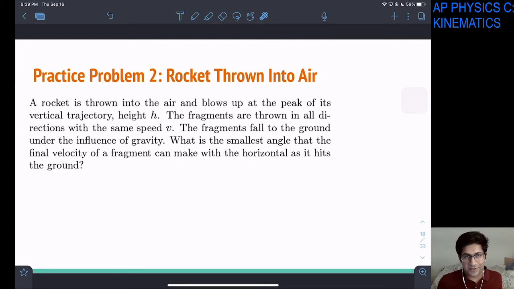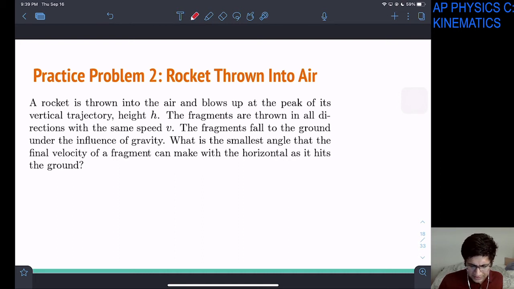Now this question is also a challenge question. On the actual AP test, you might have a question like this that's broken up into parts where they walk you through solving it. But we're going to try to basically derive the equation from scratch. So the question is: a rocket is thrown into the air and blows up at the peak of its vertical trajectory, height h.